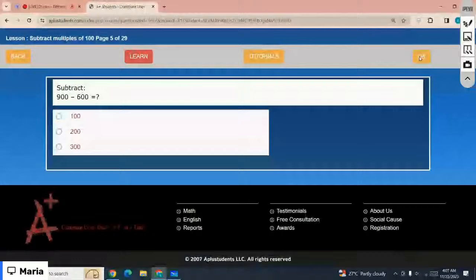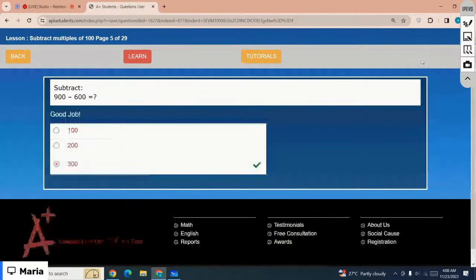The next one is 900 minus 600. Which is the correct option? 900 minus 600 equals, that is 9 minus 6 equals 3, so it would be 300. Option number 3 is the correct option. 900 minus 600 equals 300.